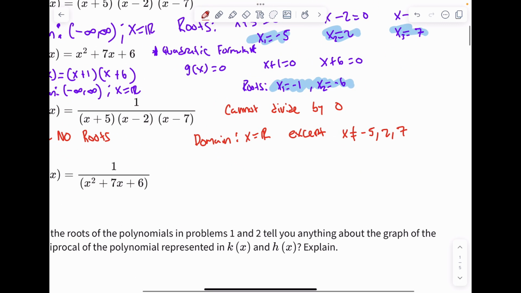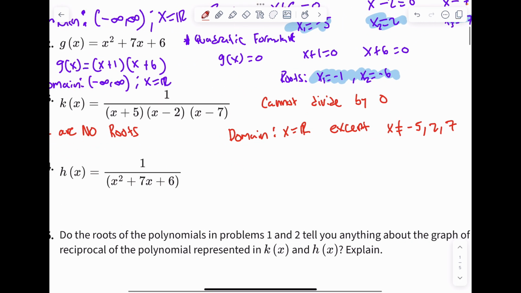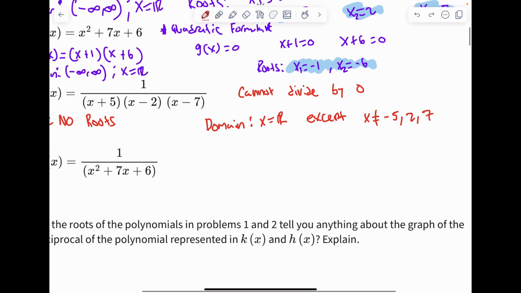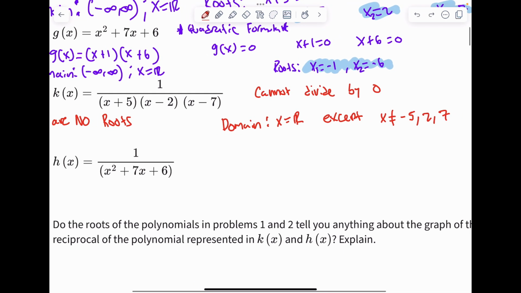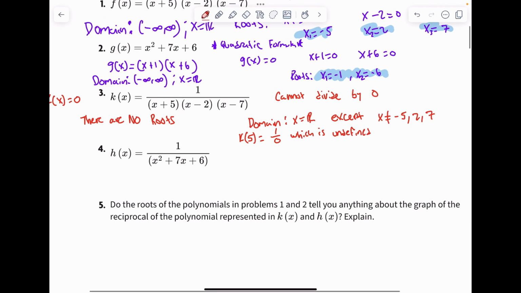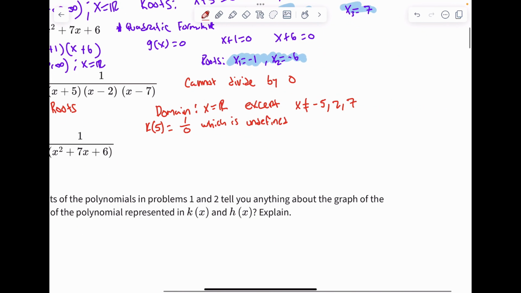So I cannot have a -5 here. If I plug in a -5, this will be 0. Because then I'm going to be left with, let's think about this, k of -5 is equal to 1 over 0, which is not defined. This is undefined, right? We cannot divide by 0. So therefore, my domain is this, except x cannot equal -5, 2, and 7.